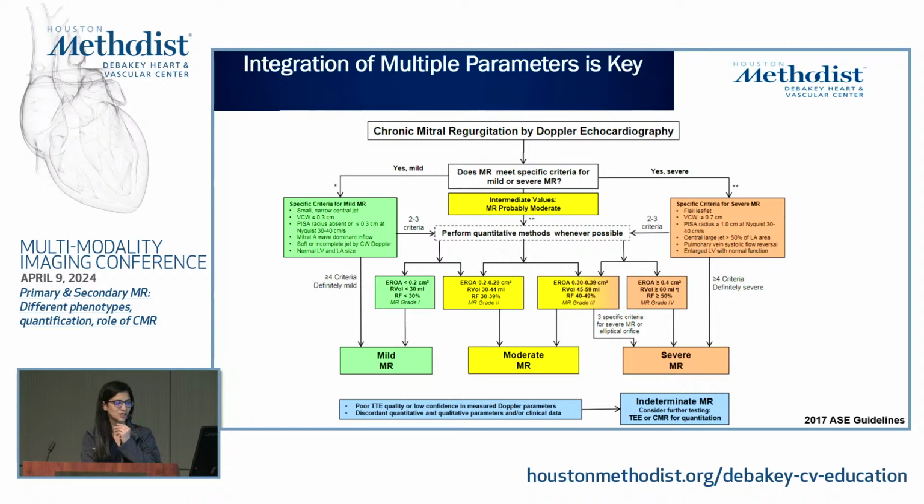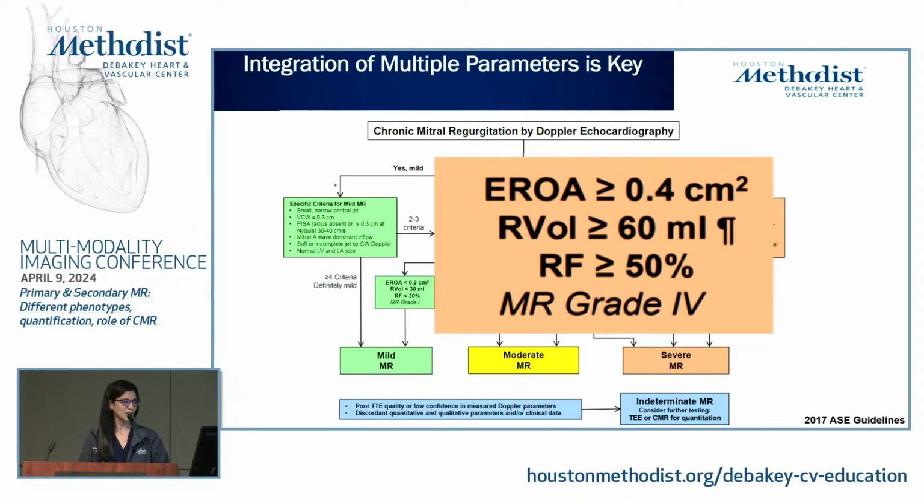If you have a central jet more than 50% of the LA, that's another specific criterion for severe MR, particularly primary, and when you have systolic flow reversal in your pulmonary veins. If you don't meet 4 of these criteria, then you're going to have to do some quantitation. And when your EROA is 0.4 centimeters squared or more, your regurgitant volume is 60 cc's or more, or a regurgitant fraction of 50% or more, those are consistent with severe MR.